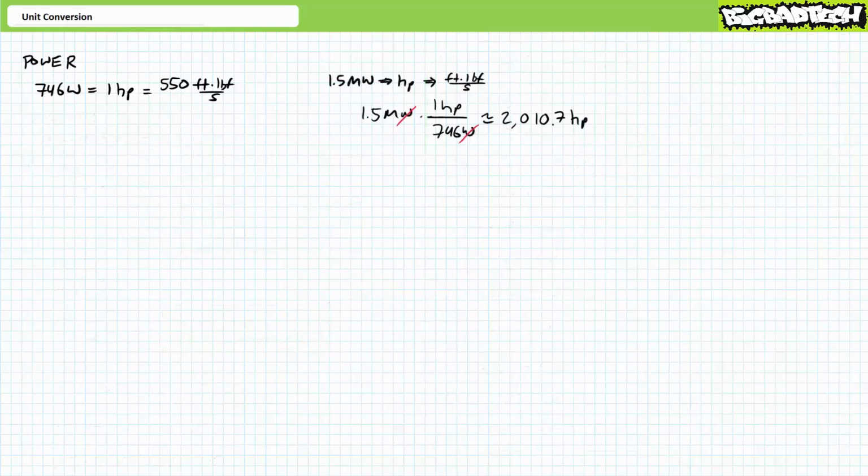Our first couple of problems deal with power conversion. We're first being asked to convert 1.5 megawatts to units of horsepower. The unit we want, horsepower, is on top. Units of watts cancel out. We're left with roughly 2,010.7 horsepower.